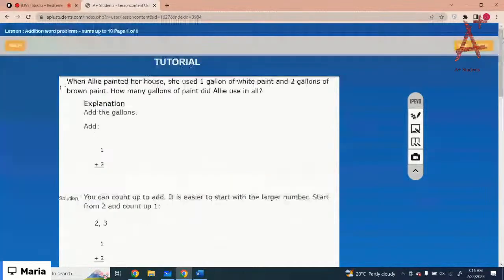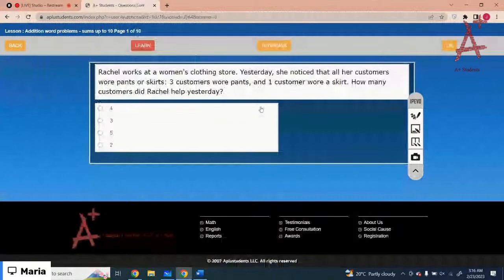Let's just start with the test questions. Okay. Rachel works at a women's clothing store. Yesterday, she noticed that all her customers wore pants or skirts. Three customers wore pants and one customer wore a skirt. How many customers did Rachel help?